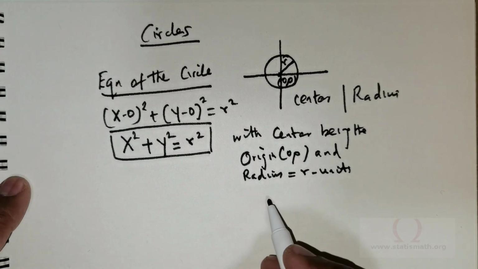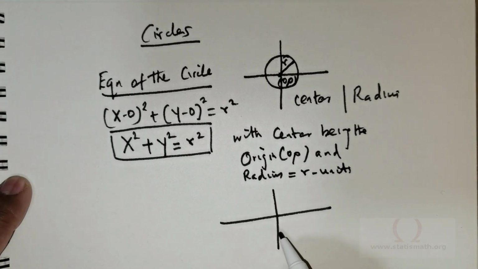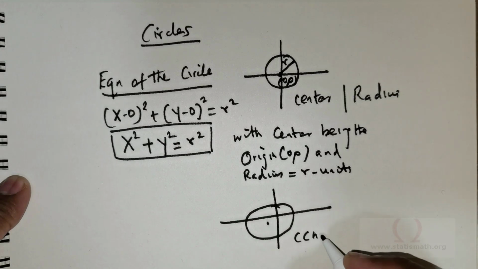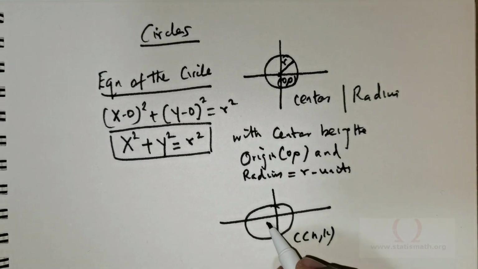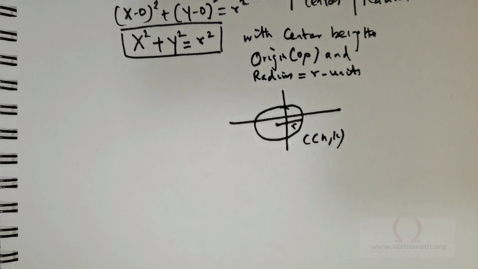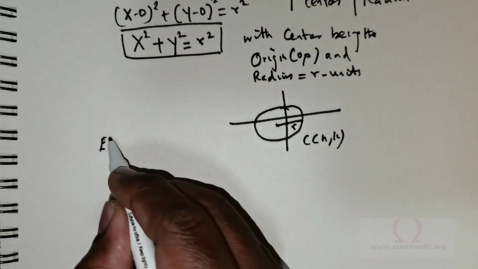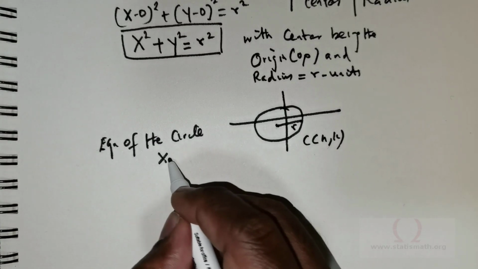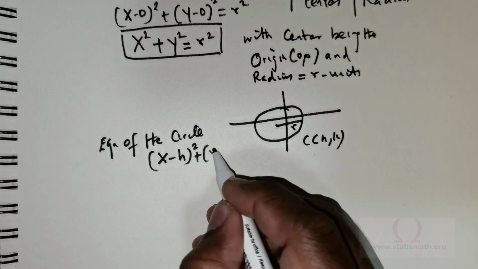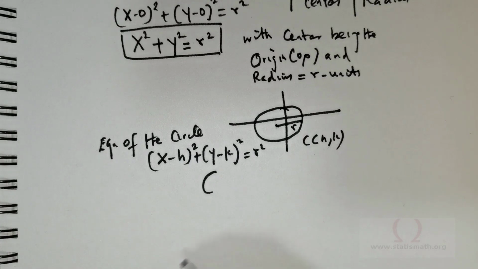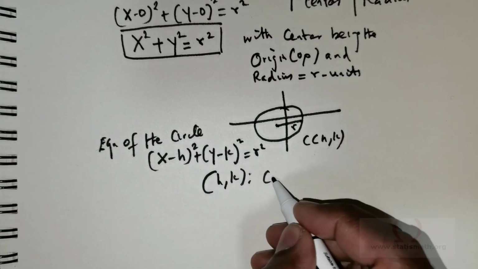Now imagine if you are given a circle which is far away from the origin. The center is located at some particular point, say C(h, k), and from the center to the circle the radius is r units. In that case we would have the equation of the circle to be of the form (x − h)² + (y − k)² = r², where (h, k) is the center of the circle.